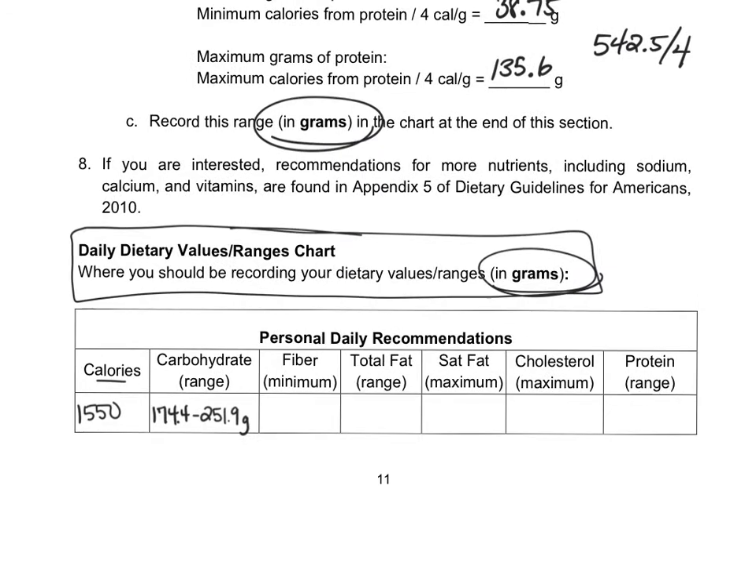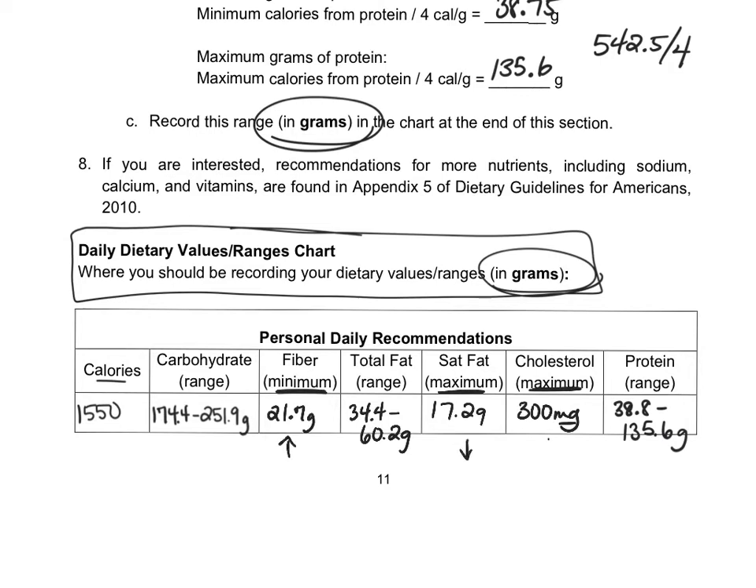So I'm going to fill in my chart with my numbers that I calculated. 17.2 grams. Remember, this is a maximum, so there's no range. This was the same for everybody, milligrams maximum. And then protein is my 38.8 to 135.6 grams. And note over here that fiber is a minimum. So you want more, if you can, of fiber, but you want less of these two things. We'll look at that in just a minute as well.